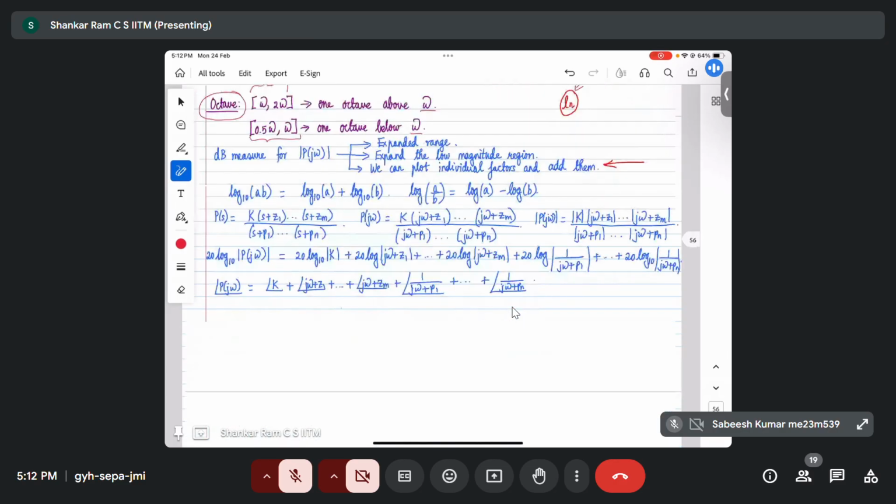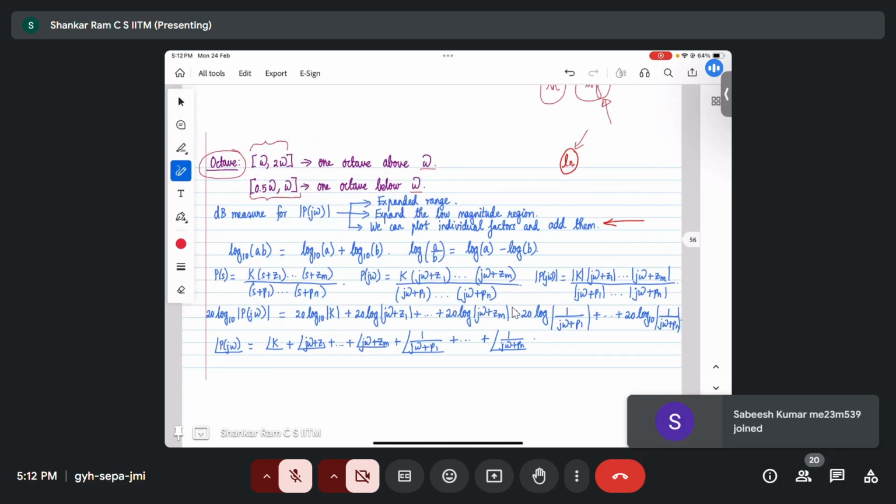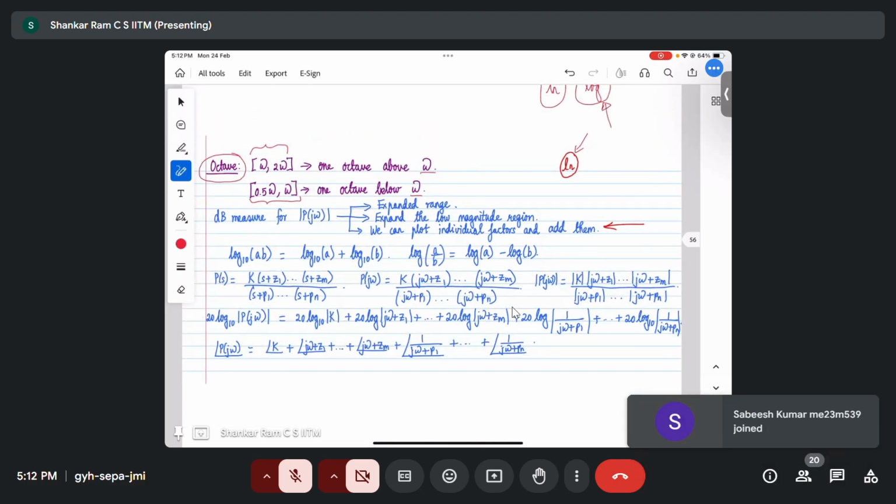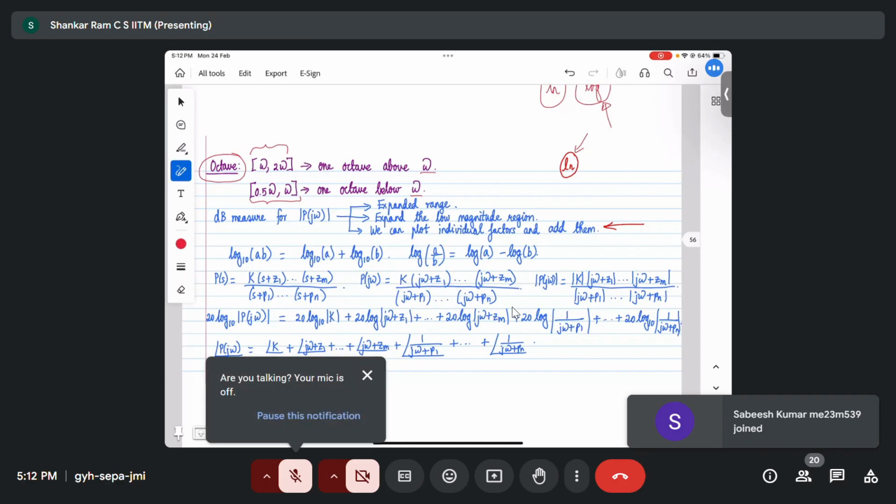Okay. So I hope the reasons for using a logarithmic scale for frequency are clear, and what is meant by a decade of frequency and the octave of frequency. All right.